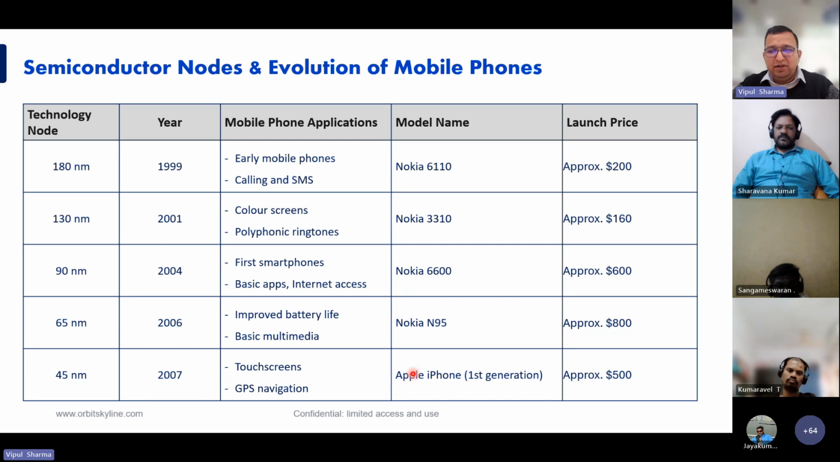This was the first iPhone, and it was the first touchscreen phone. This basically started the cycles of smartphones. With the 45 nanometer technology, because of the kind of transistors which could be fabricated at that time, they enabled these kinds of features. You could have GPS navigation in your phone, with Google Maps integration, and touchscreen was a very big deal at that time. So I think this evolution shows, from 1999 to 2007, the improvement in the technology node of a transistor, and the improvement in the kind of mobile phones which we were getting.